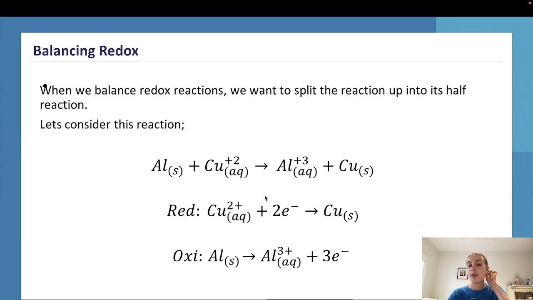So we can see that with our reduction reaction, we've got copper 2+ and then 2 electrons, so that the net charge of this side of the reaction is equal to the net charge of this side of the reaction, because obviously we've got +2 and then -2. We can add those together, that's going to give us 0, and then this side 0, whilst on this side that's 0, and then we're going to have +3 and -3, gives us 0 on this side as well.